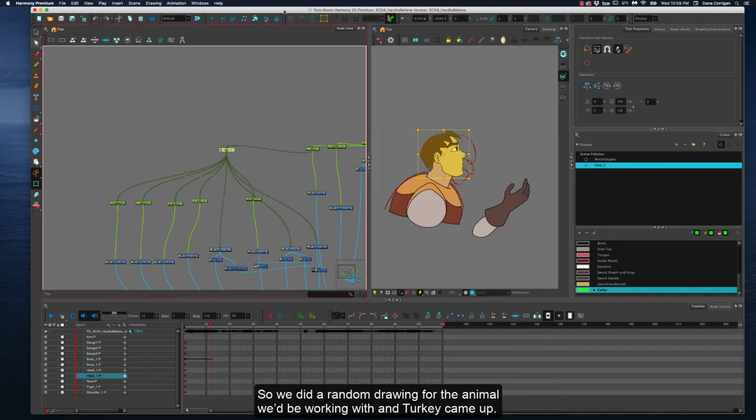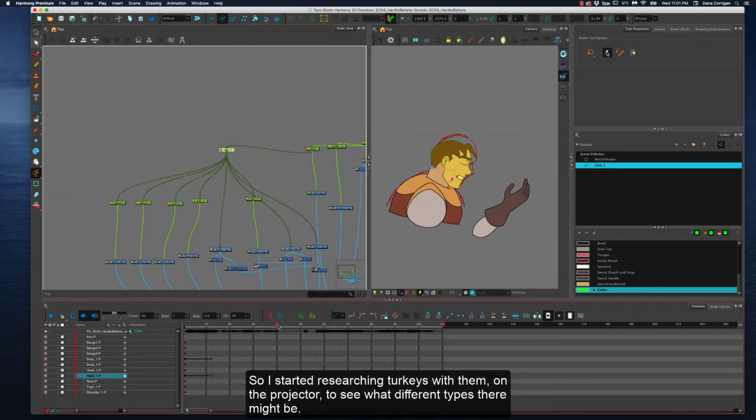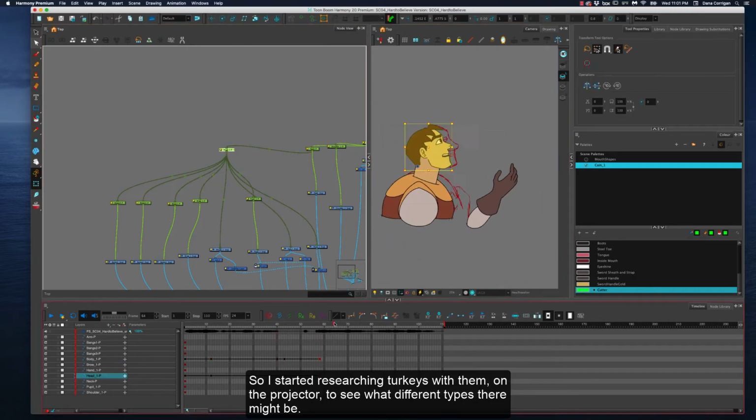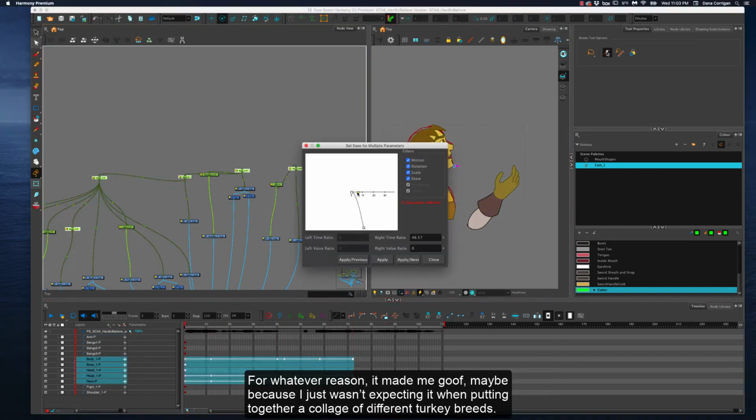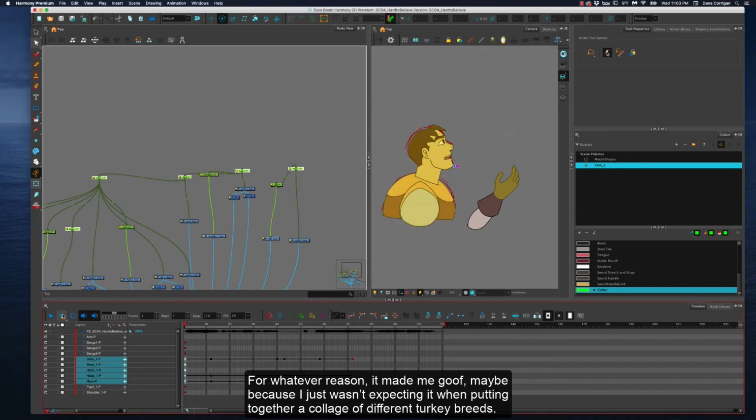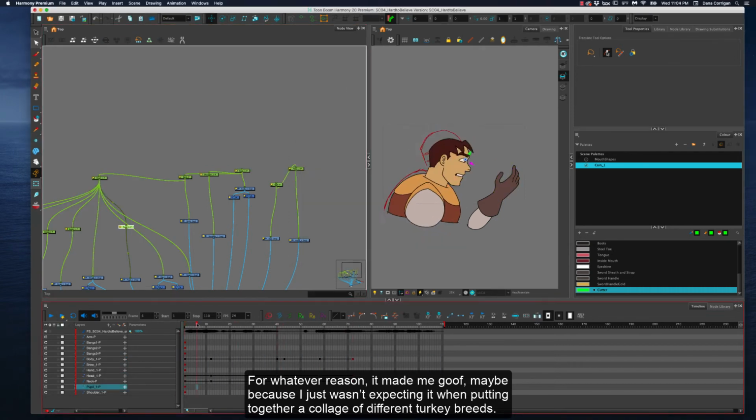So we did a random drawing for what animal we'd be working with, and turkey was the one that came up. So I started researching turkeys with them on the projector to see what different types there might be to work from. Amongst different types of turkeys came up the freshly basted turkey. So for whatever reason that made me goof, maybe because I wasn't expecting it when putting it together with the collage of different turkey breeds.